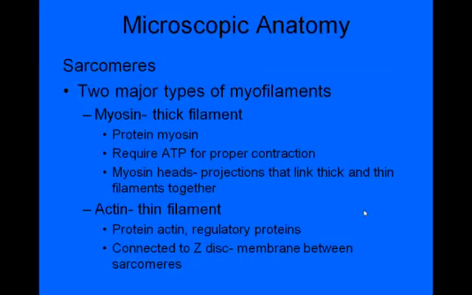All right. Now, you have two major types of myofilaments found in the sarcomere, myosin and actin. Myosin is a thick filament, and the protein here, of course, is myosin. This requires ATP for proper contraction, and you have myosin heads. These are projections that link thick and thin filaments together, and I'll show you a picture of that in just a second. Actin is a thin filament, and here the protein is actin, and it's a regulatory protein. It's connected to the Z disc, which is a membrane between the sarcomeres.